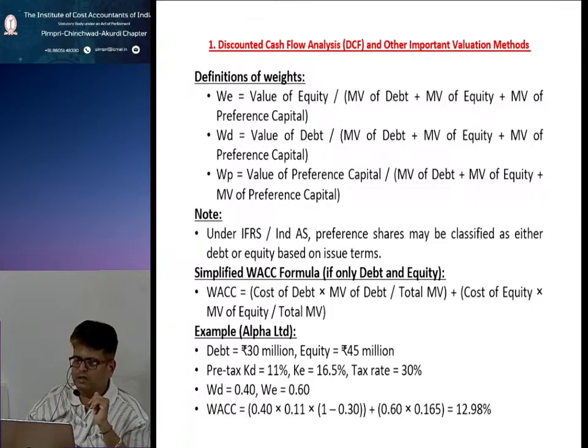Note which has been given under IFRS or Ind AS, preference shares may be classified as either debt or equity based on the issue terms. Simplified WACC formula, if only debt and equity is involved: WACC is equal to cost of debt into market value of debt divided by total market value, plus cost of equity into market value of equity divided by total market value.